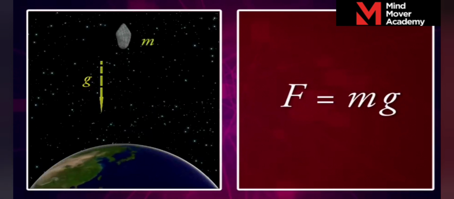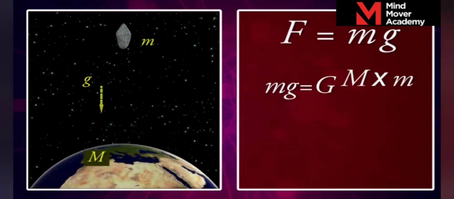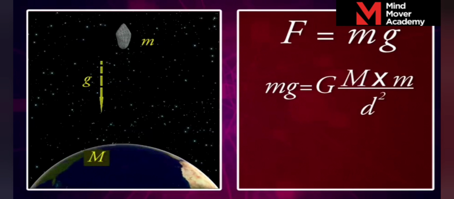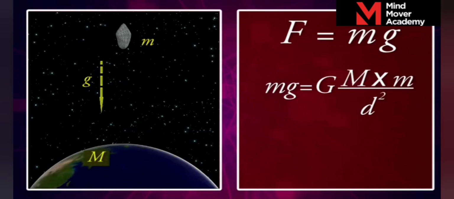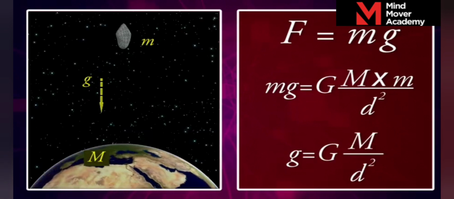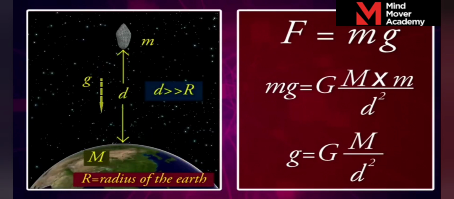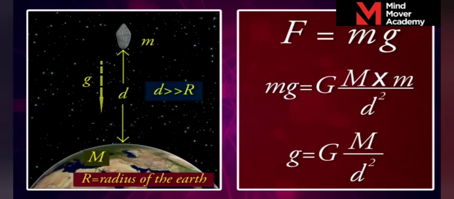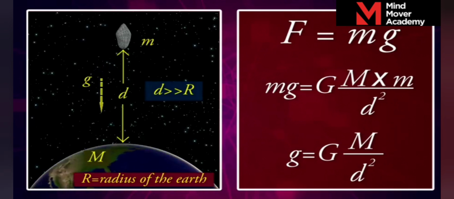Using the equation of gravitation, we get mg is equal to G into M upon d square, or g is equal to G into M upon d square, where M is the mass of the Earth and d is the distance between the object and the Earth. Students, here we are assuming d to be far greater than the radius of the Earth. Hence we are not considering the radius of the Earth in the calculation.